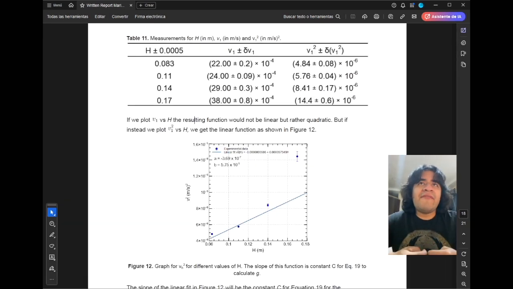Here in table 11 we find the results of all the data with the corrected values for height and velocity 1, each for different height. Now, if we wanted to plot these values, we would find that the best approximation for this data would be a quadratic, but in this case what we need is a linear approximation. To fix this, we use the squared value for velocity 1, and what we obtained is now a linear approximation as we see in figure 12. This figure now shows a new function that relates all of our new data through a linear relationship.